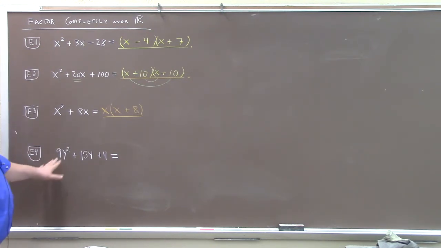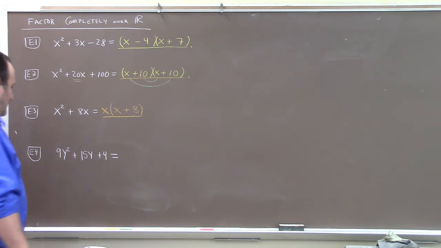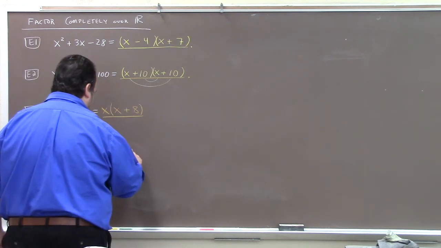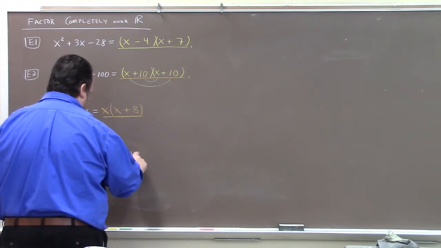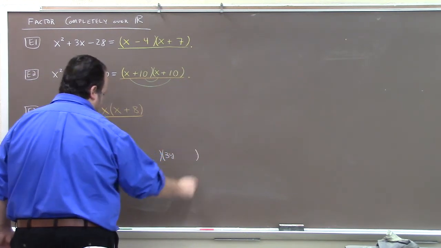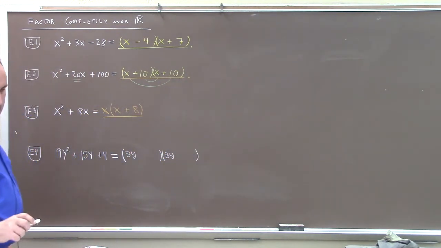Now this one down here, I don't know. We can try. How do you get a 9y squared? 3 and 3? Yeah, we can do 3y. There's other things you could do, though, like 9 and 1. Let's hope for 3 and 3 working. We'll try it, and if it doesn't work, then we'll try something else.